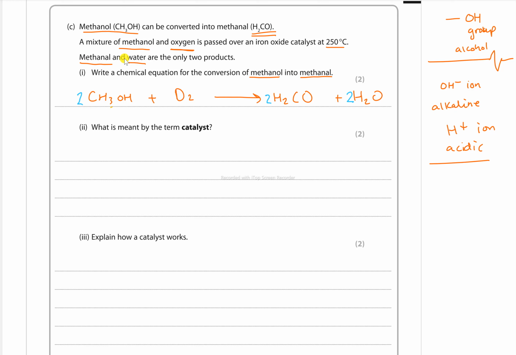I've got 4 times 2, 8 hydrogens. I've got 2 times 2, which is 4, so the hydrogens balance. Now let's look at oxygens. We've got 2 oxygens, 4 oxygens. So that balances. Okay, so that's balanced.